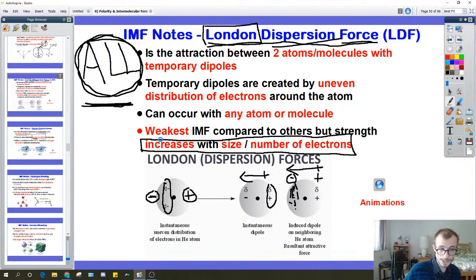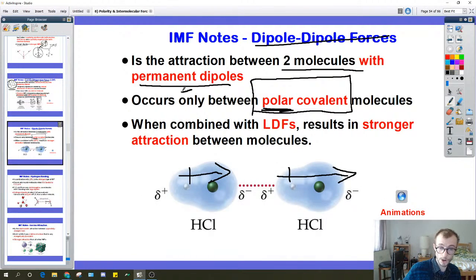That's in contrast to the dipole-dipole force. This is only between polar molecules, specifically polar covalent molecules. So that's an important distinction to make. Now, these are the main two intermolecular forces. There's a couple more that are a little weird.